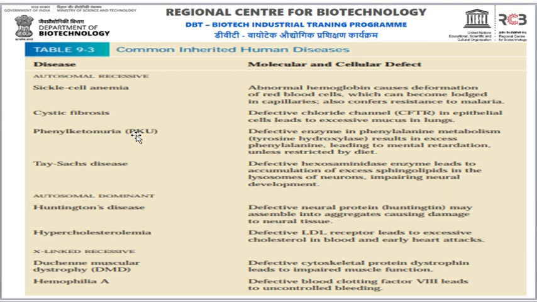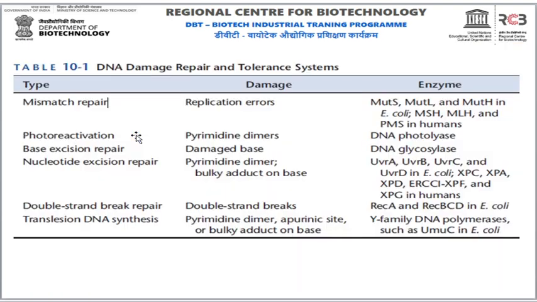Next, the X-linked recessive pattern includes DMD, in which there is a defective dystrophin protein. Dystrophin is a cytoskeletal protein, so ultimately it leads to impairment in muscle function. The last is hemophilia, which is caused by defective blood clotting factor 8, ultimately leading to uncontrolled bleeding.